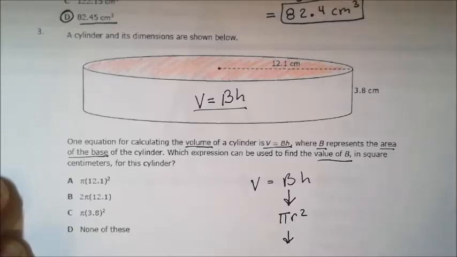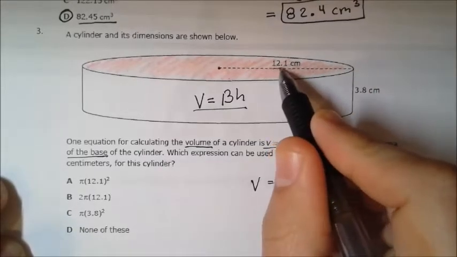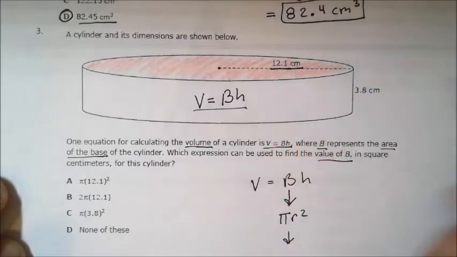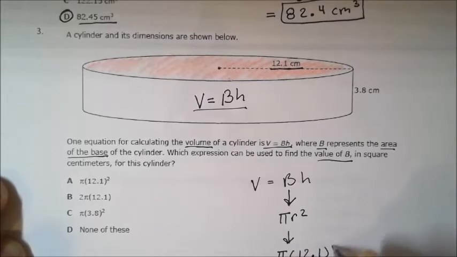Furthermore, it tells us what the radius is. It says right here the radius is 12.1 centimeters. So we can go ahead and plug that in. So it's going to be pi times 12.1 squared, and that's going to be our big B. So big B is equal to pi times 12.1 squared.